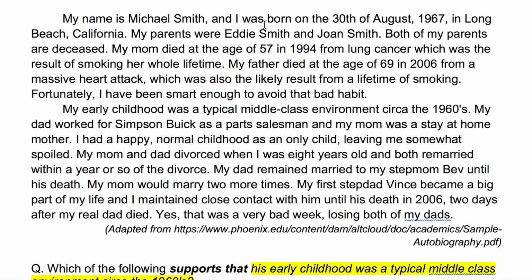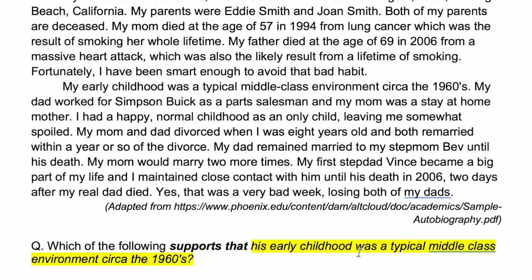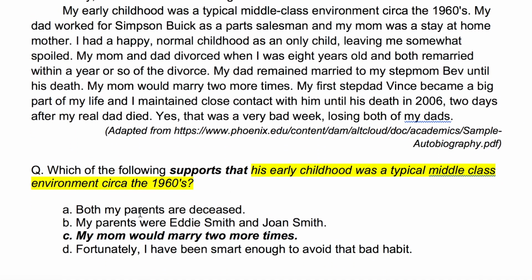My name is Michael Smith, blah, blah, blah. Nope, not that one. My early childhood was a typical middle-class environment circa the 1960s. There it is. So then we look at our choices, and all of our choices are contained somewhere in the passage. However, only one will be in the paragraph that we have to use. And in this case, the answer is, my mom would marry 2 more times.